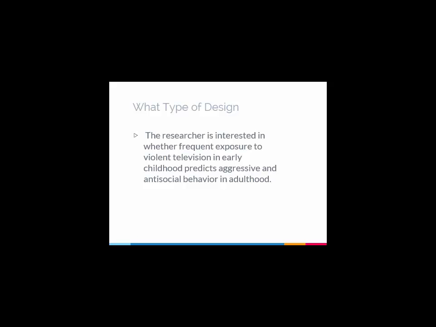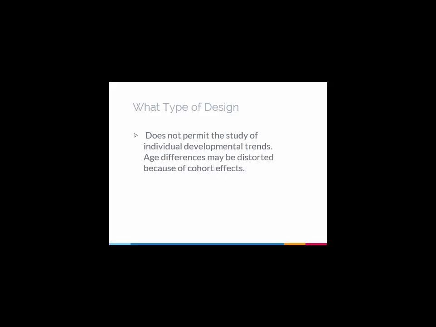A researcher is interested in whether frequent exposure to violent television in early childhood predicts aggressive and antisocial behavior in adulthood. This is a longitudinal design. It does not permit the study of individual developmental trends. Age differences may be distorted because of cohort effects. This is a cross-sectional design.